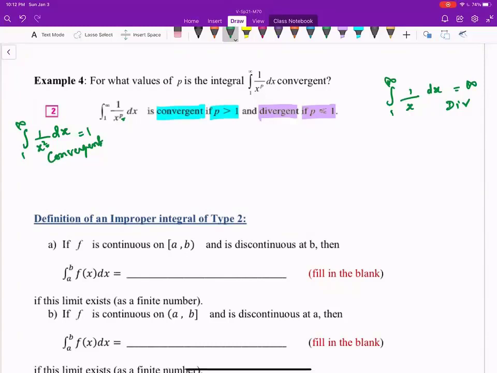Watch the next part of the video, which covers type 2 improper integrals and examples.